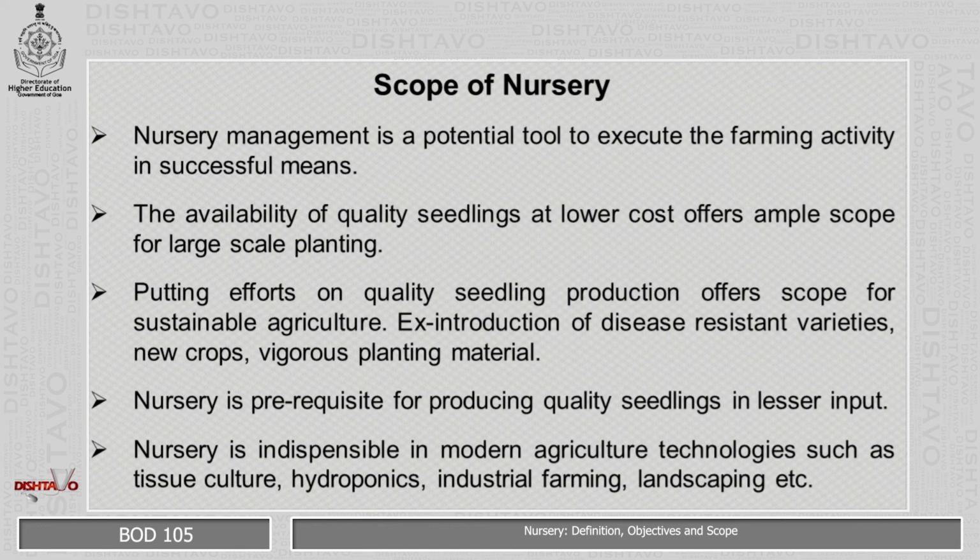Hydroponics is an emerging technique where soilless culturing of flowering plants and vegetable crops is practiced. That can be practiced in a better way, and nursery becomes indispensable for this activity. Industrial farming and landscaping are some of the places where nursery forms an indispensable supporting technique.